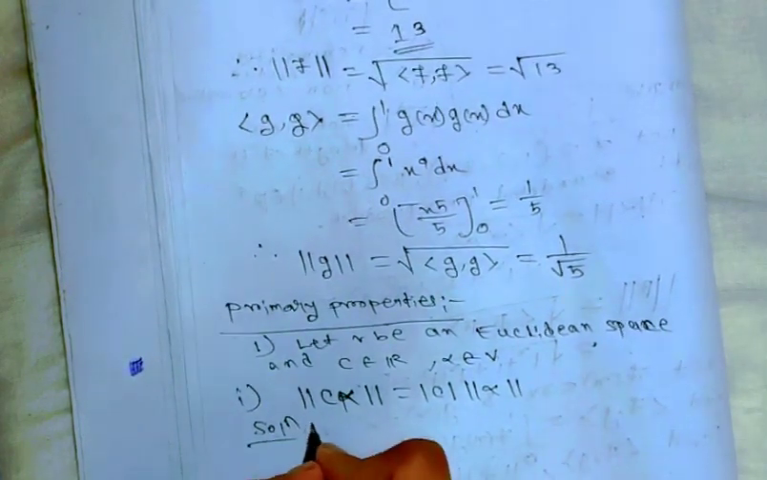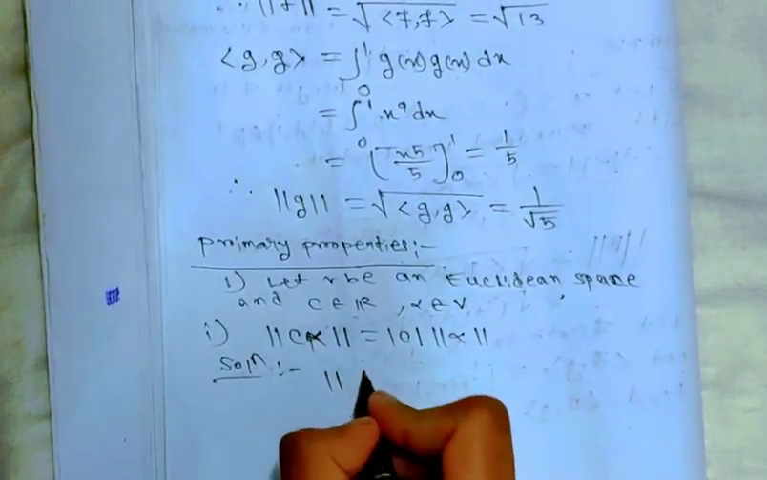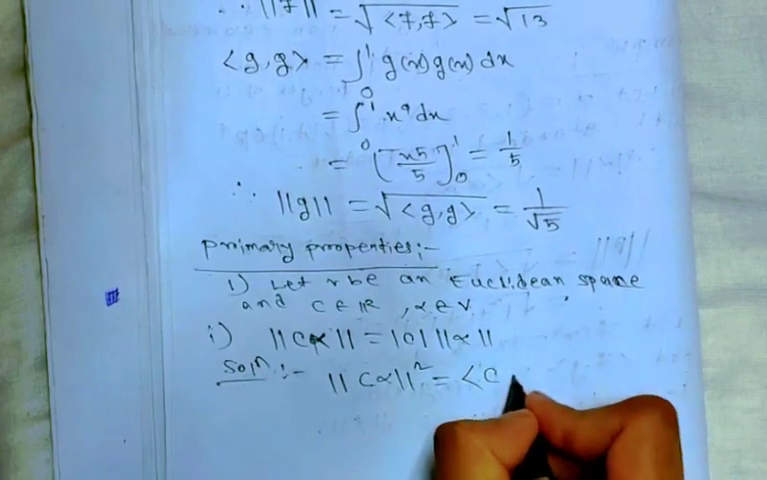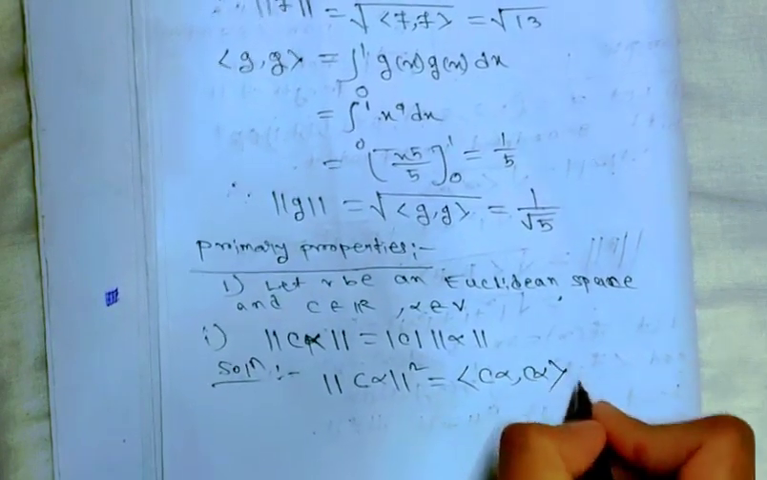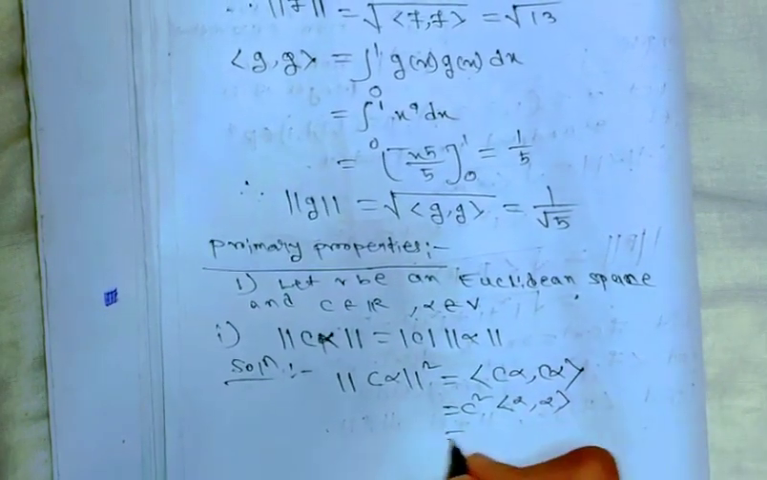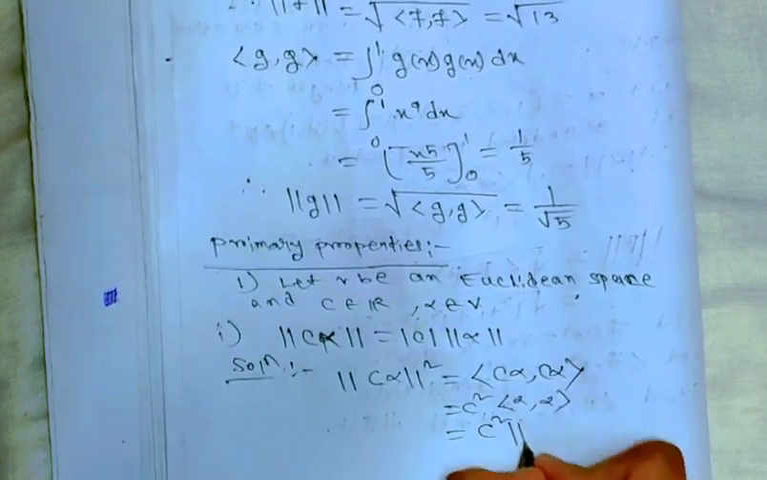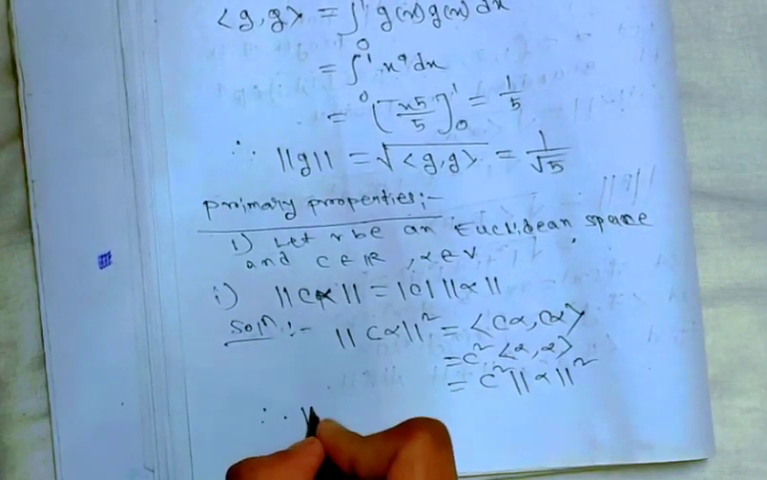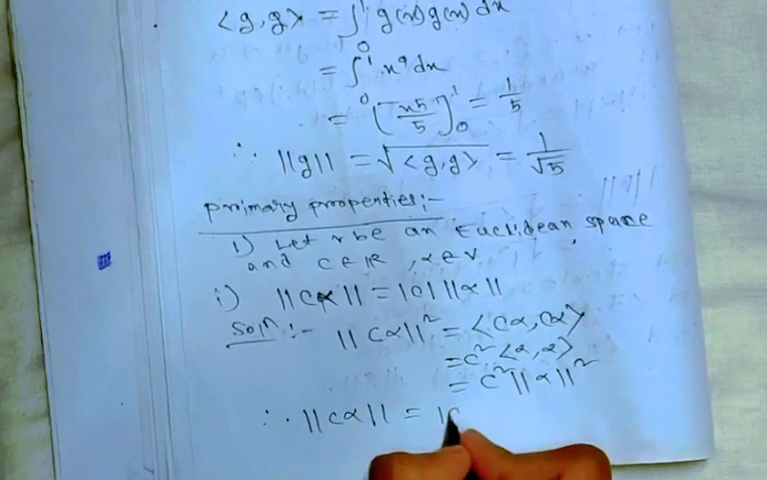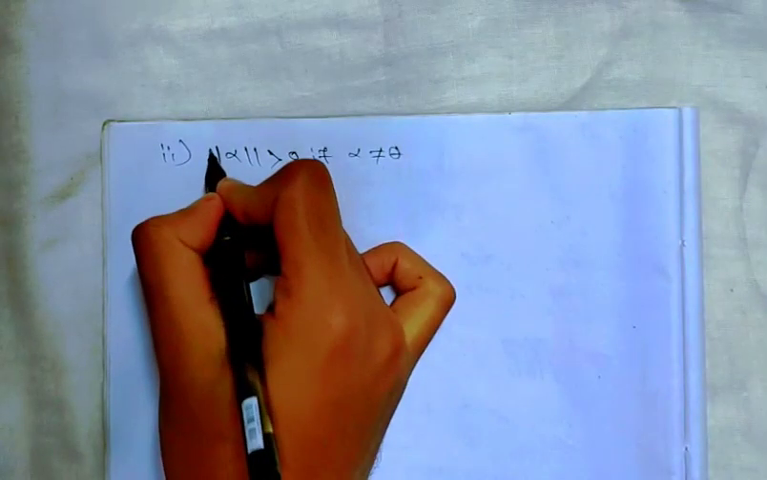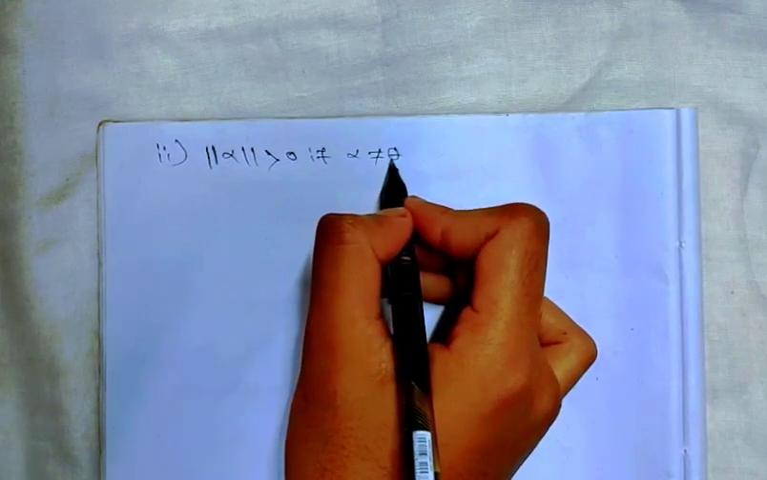Solution. Norm of C alpha square equals inner product of C alpha, C alpha, which equals C square inner product of alpha, alpha, which equals C square norm alpha square. Therefore norm of C alpha equals mod C norm of alpha. Now the second property is norm alpha greater than 0 if alpha not equals theta.